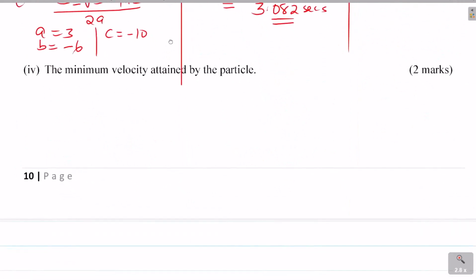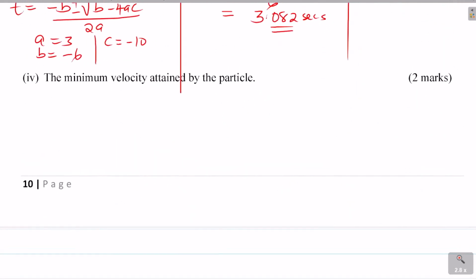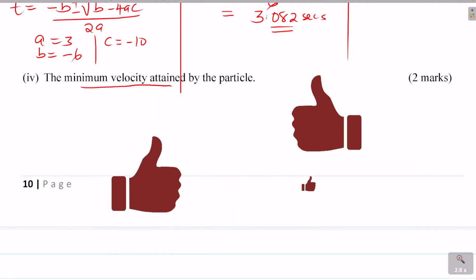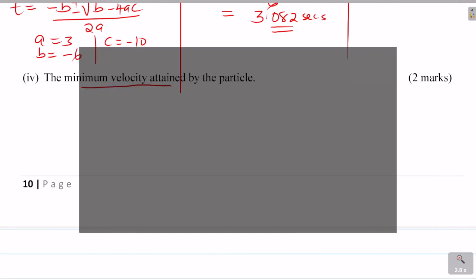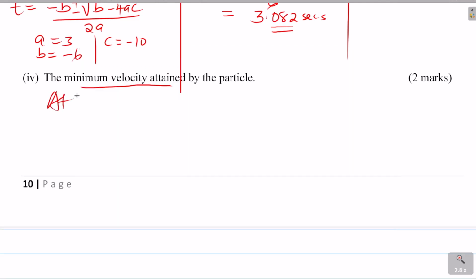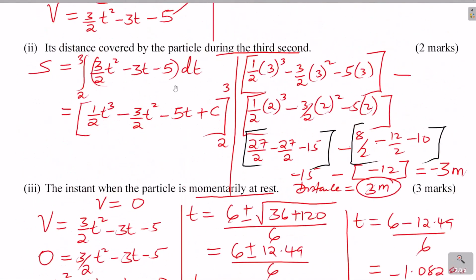The other part, the minimum velocity attained. Again, you have to understand at minimum velocity. How do you work out that? So at minimum or either maximum velocity, acceleration is equals to 0. So in this case, to get the time when it attains minimum velocity, you're going to take the expression for acceleration, which is given by, it is here. Just go ahead in the first part.